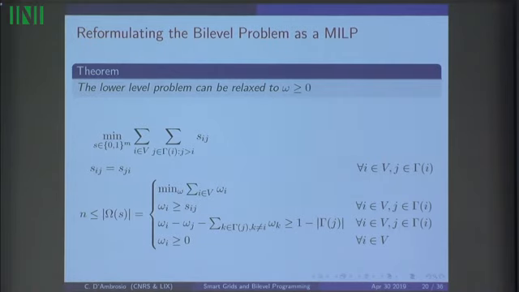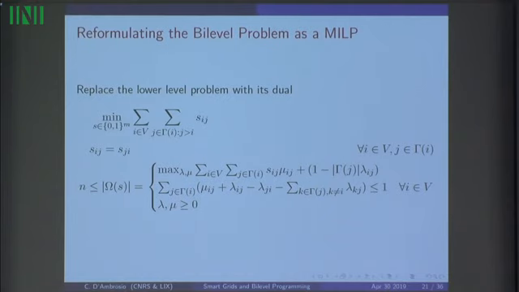But the first observation is that we can relax the lower level problem. Because omega_i were binary variables, we can relax them as continuous variables, non-negative. And this is because we could prove that for any fractional optimal solution of this, there exists an integer solution of this.